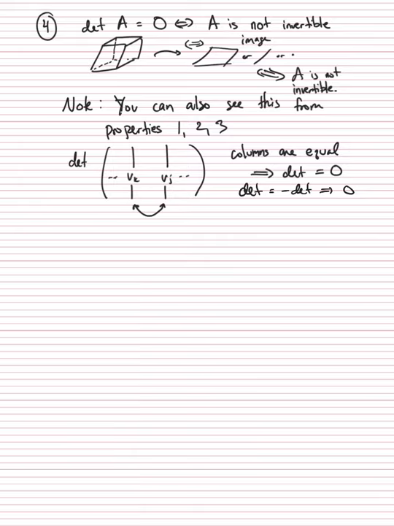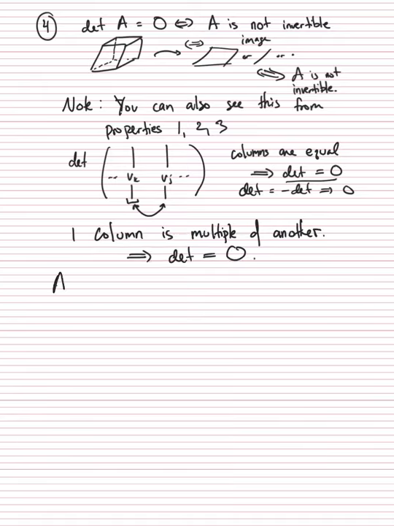The same thing applies if one column is a multiple of another. Again, you just use linearity: multiplying by some constant changes the determinant by multiplication by that constant, but then the columns are equal, so the determinant has to be 0, and therefore the whole thing had determinant 0. So this also implies the determinant is 0.